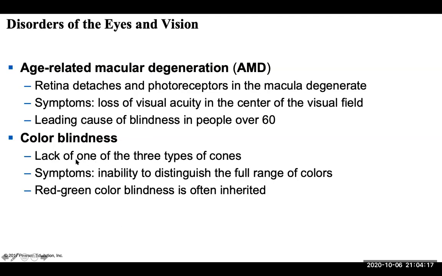And color blindness is when you just have a lack of one of those 3 types of cones. So people might not be completely colorblind. They'll just have kind of an inability to distinguish between the full range of colors, or their blues and greens might look more purple and brown. Red-green color blindness is often inherited, and it's X-linked, so we call it sex-linked, and it affects males more than females.